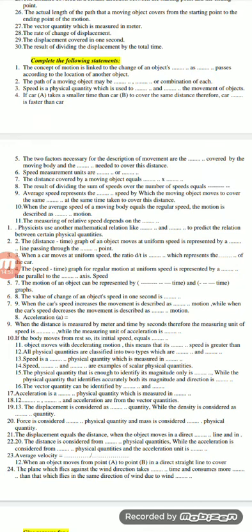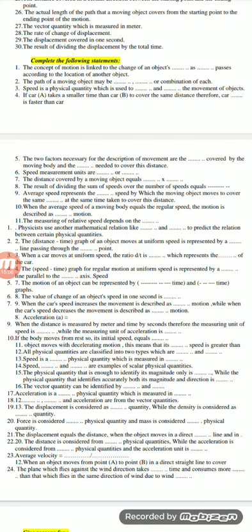Number 11. The measuring of relative speed depends on the observer. Always, relative speed depends on the observer.